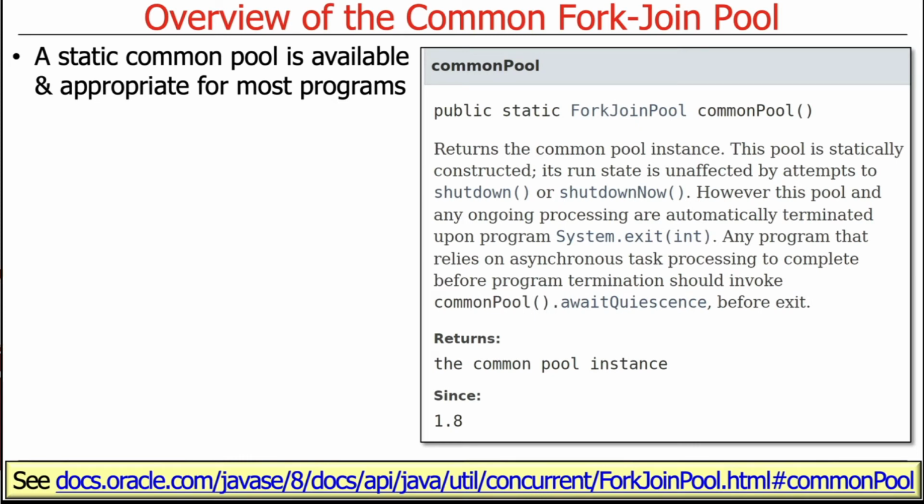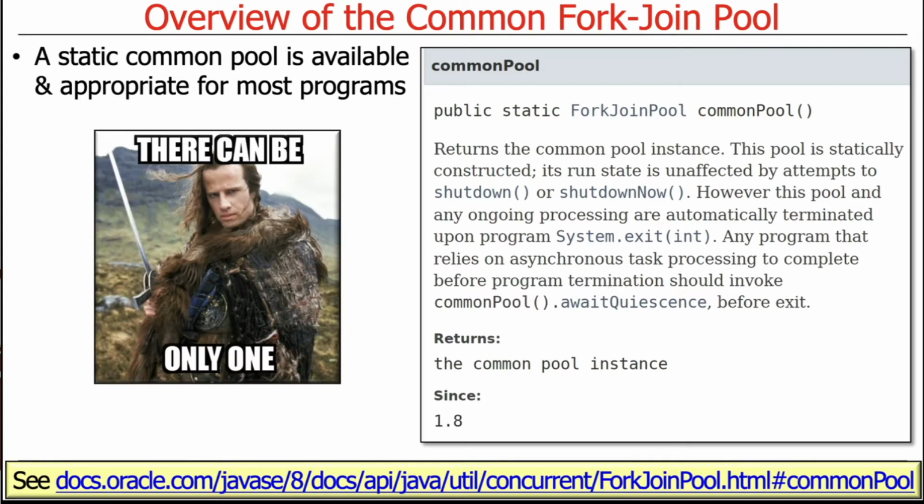So there's this thing that's called the common fork join pool. It's a static method called common pool that's used as a factory method to obtain the common fork join pool. There's only one of them, so it's kind of a singleton at the same time. And it's available and is appropriate for most programs' needs. There can only be one of these things.